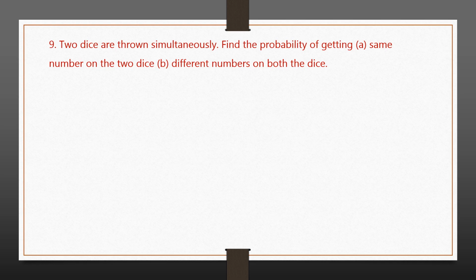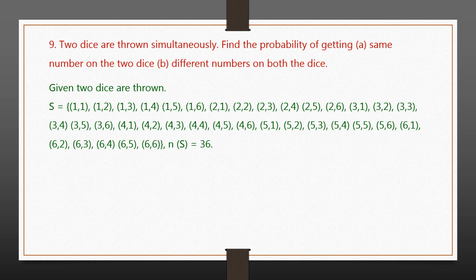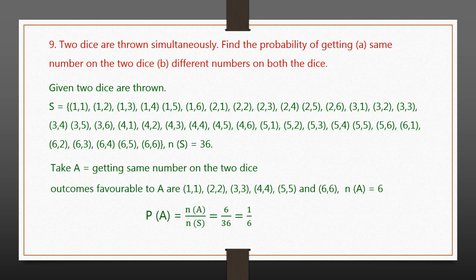Two dice are thrown simultaneously. Find the probability of getting the same number on the two dice and different numbers on the two dice. Same model. Identify the random experiment and sample space. A is getting the same number on the two dice. We know getting the same number is nothing but a doublet. We discussed this. Outcomes favorable to A are 1 1, 2 2, 3 3, 4 4, 5 5 and 6 6. There are 6 outcomes favorable to A. Therefore n of A is 6. From this, P of A is n of A by n of S, 6 by 36, we'll get 1 by 6.